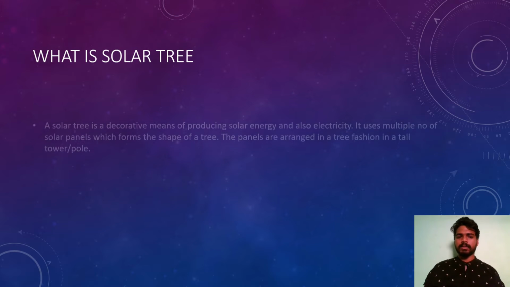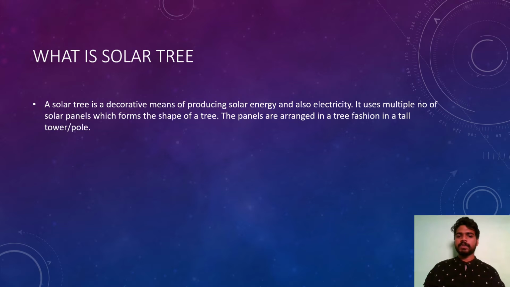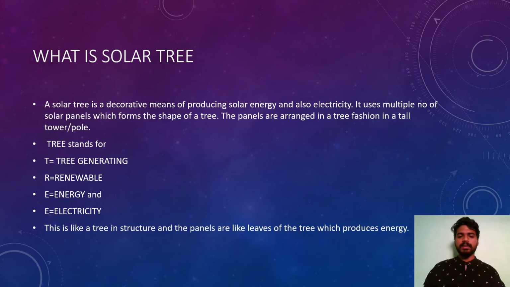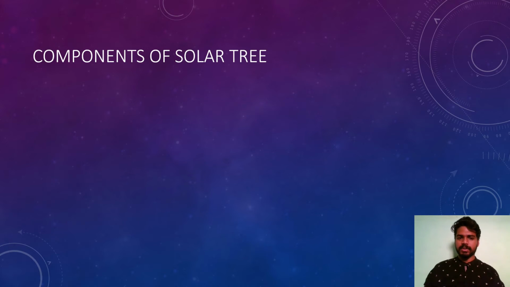What is a solar tree? A solar tree is a decorative means of producing solar energy and electricity. It uses multiple solar panels which form the shape of a tree. The panels are arranged in a tree fashion on a tall tower or pole. TREE stands for T for tree generating, R for renewable, E for energy, and E for electricity. This is like a tree in structure, and the panels are like leaves, and the tree produces energy.